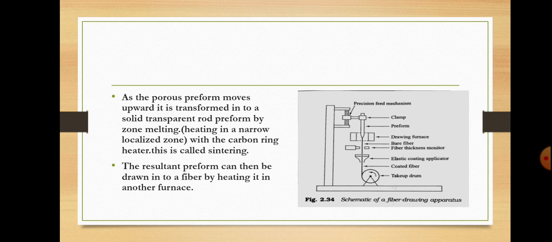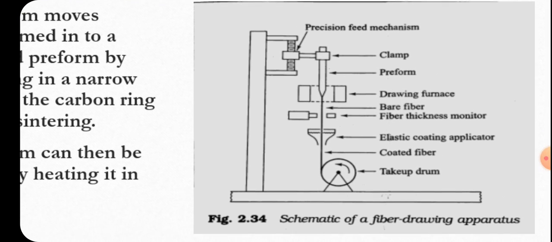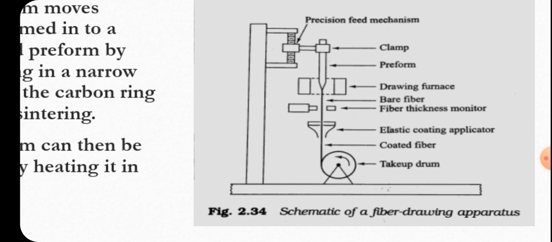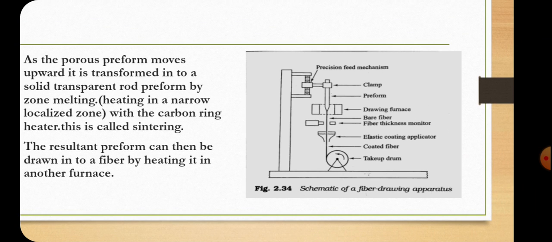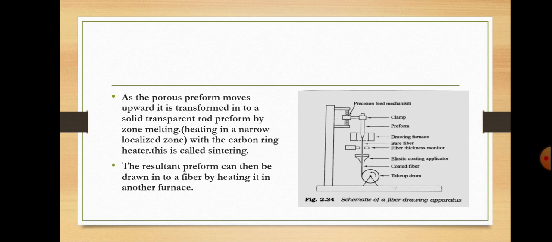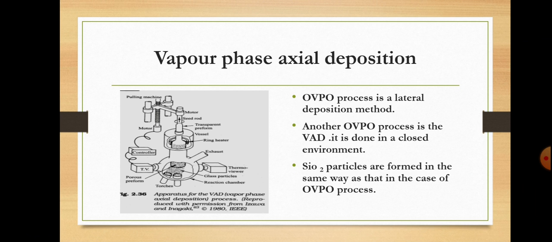So we got the original preform by the process of sintering, and this glass preform will be given to the fiber drawing apparatus, which is shown here. From this fiber drawing apparatus we can draw thin, precise fibers. I have explained the working of this fiber drawing apparatus in the previous classes, so I am not going into the details of it. I provided this diagram in order to remind you about the fiber drawing apparatus. So this is all the process taking place in the case of vapor axial deposition.